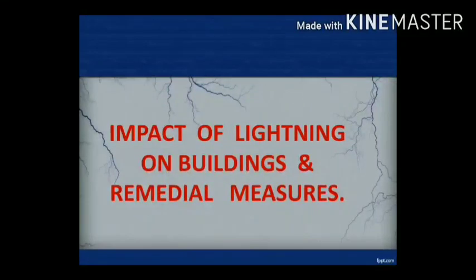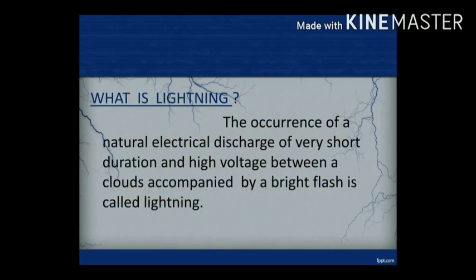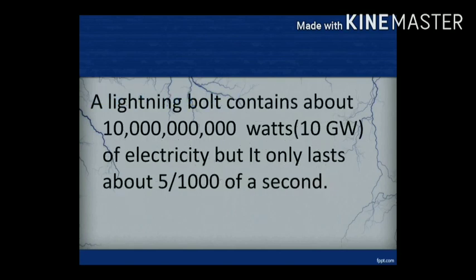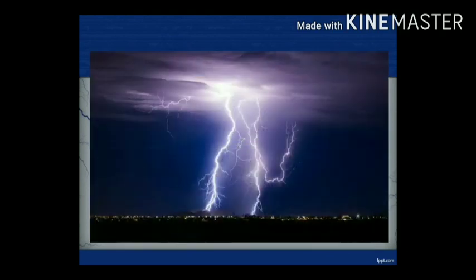Next topic is impact of lightning on buildings and remedial measures. Now we study what lightning is. Lightning means the occurrence of a natural electrical discharge of very short duration and high voltage between the clouds, accompanied by a bright flash. A lightning bolt contains about 10 gigawatts of electricity, but it only lasts about 5 thousandths of a second. These are the images of lightning.